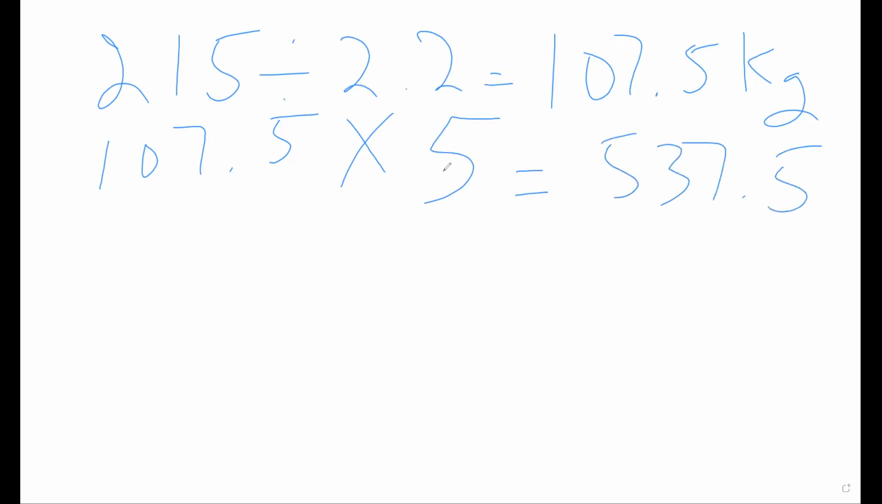Ms. Sue, yes. 215 divided by 2.2 is 97.727272. Let's see why mine gave me something different. I probably put the wrong number in. Thank you. You're welcome.